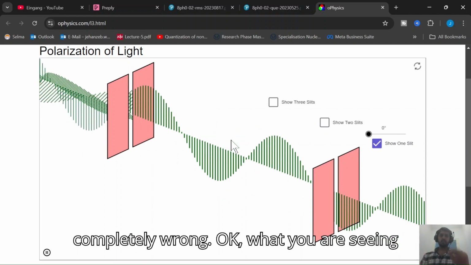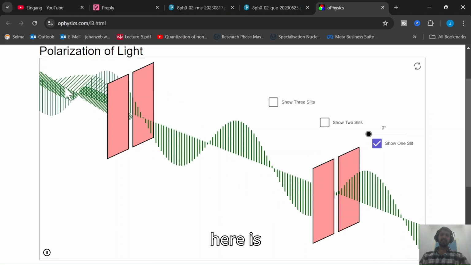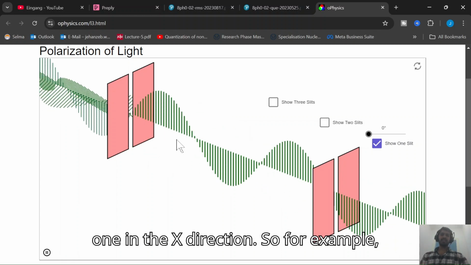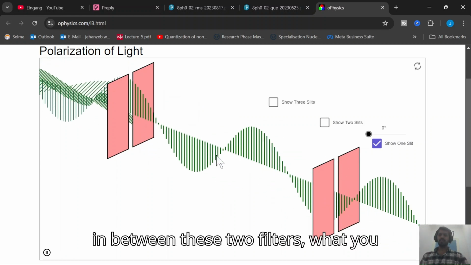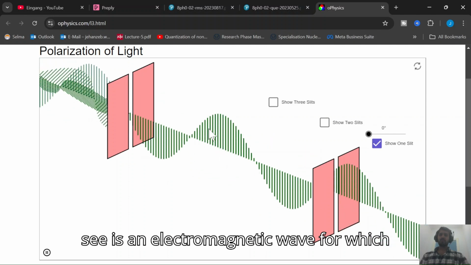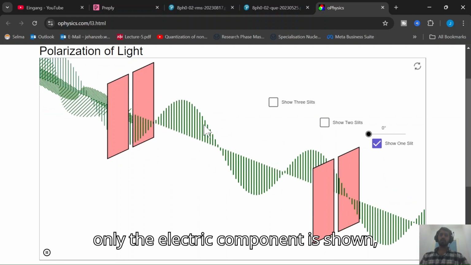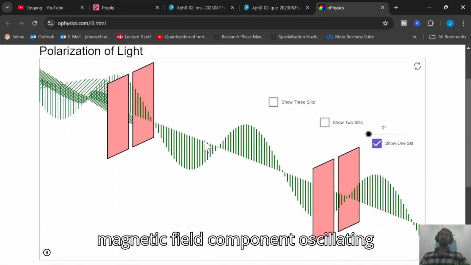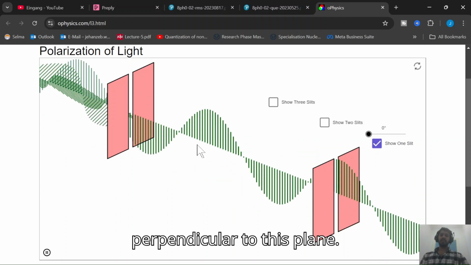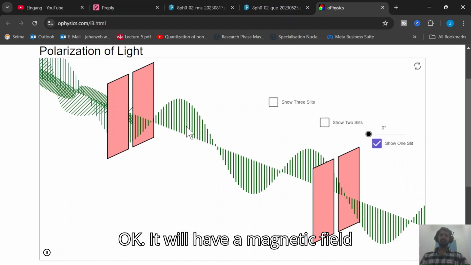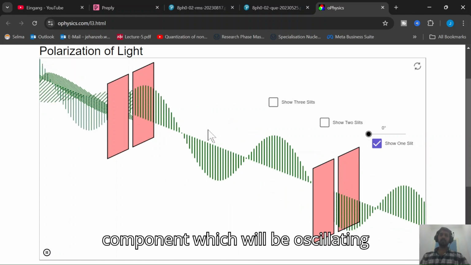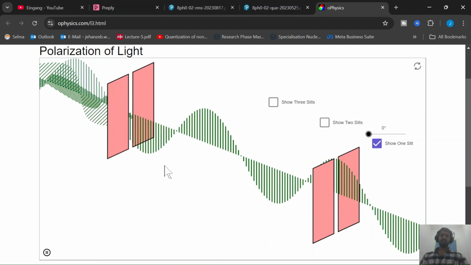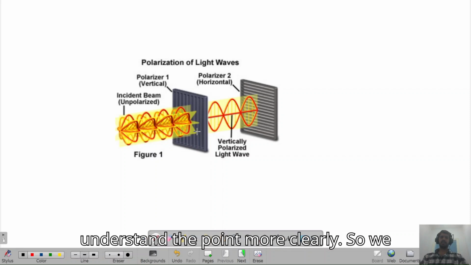This is completely wrong, okay? What you are seeing here is two electromagnetic light waves, one of which is polarized in the Y direction and one in the X direction. So for example, in between these two filters, what you see is an electromagnetic wave for which only the electric component is shown, which is vibrating in the Y direction, but it does not mean that it will have no magnetic field component oscillating perpendicular to this plane, okay? It will have a magnetic field component which will be oscillating perpendicular to it, and it will not be blocked by this polarizer. In this picture, I think you can understand the point more clearly.